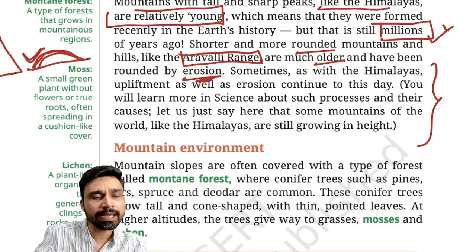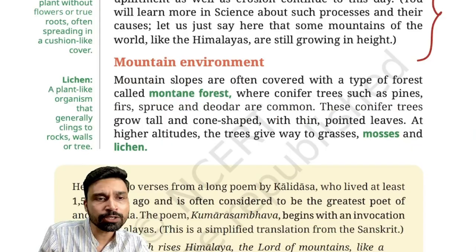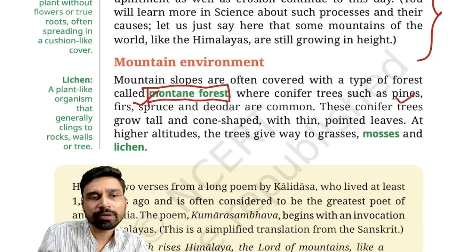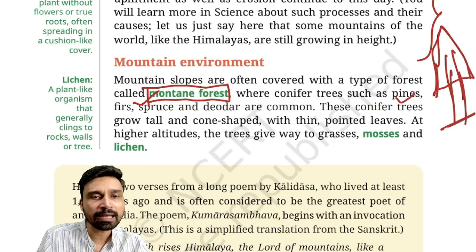Now let us try to understand the mountain environment. Mountain slopes are often covered with a type of forest, and the forest that grows in mountainous areas is simply referred to as montane forest. In montane forest, you'll find trees such as pines, firs, spruce, and deodar. These are conical trees, having a shape something like this. We can say these are very tall trees, more than 30 to 50 meters in height.